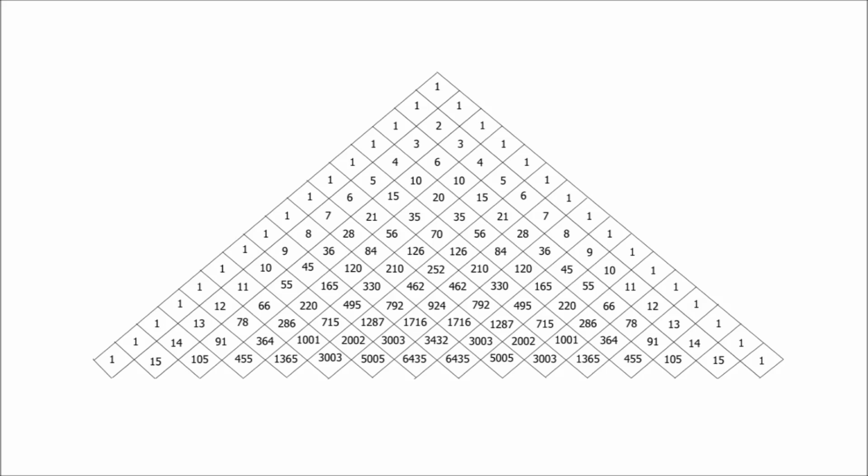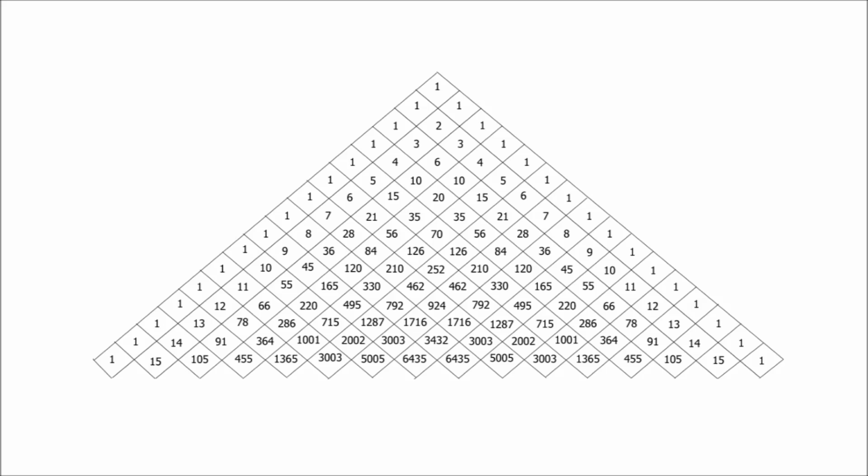And the last line that we're going to look at, adding 14 and 91 is 105. 91 plus 364 is 455. 364 add 1001 is 1365. And these are fairly easy to do now, aren't they? You certainly shouldn't need a calculator for these.